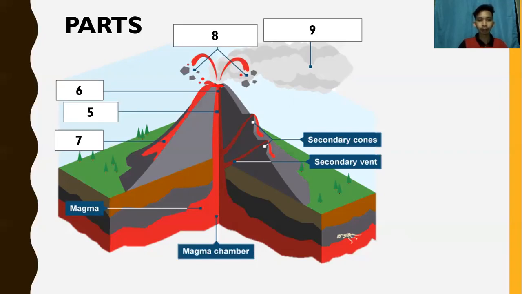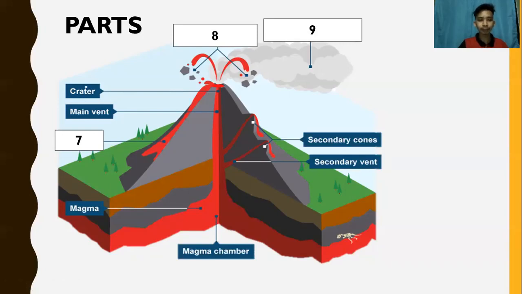Next, how about this one? What do you call this channel? Number 5. That is the main vent. That is the main channel where the magma comes from the magma chamber and will go out through number 6. Number 6, what we call the crater. The crater is the opening at the top of a volcano.